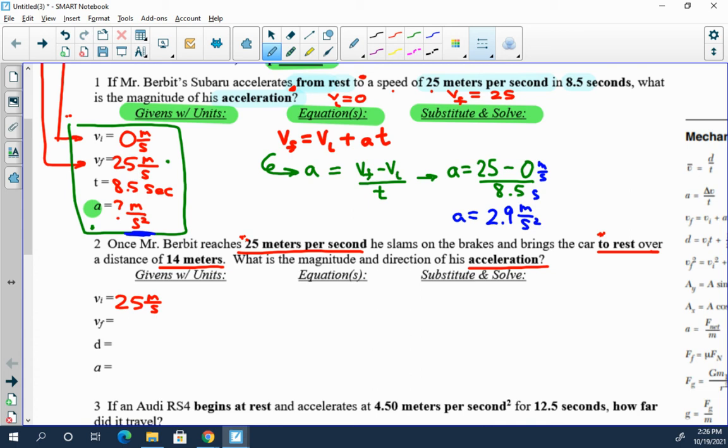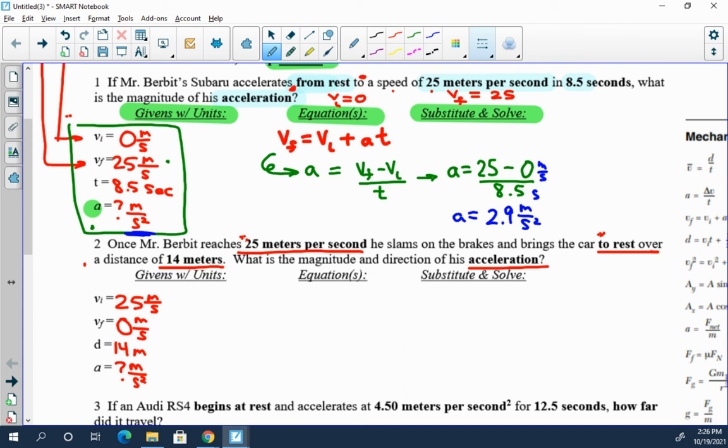He brings the car to rest. That means that's the ending. That's not how it started. That's the ending. So the final speed is 0 meters per second. They provided a distance, 14 meters. And again, the question is acceleration. Put a question mark, meters per second. I do not recommend writing X for your unknown. X means change in spring length.